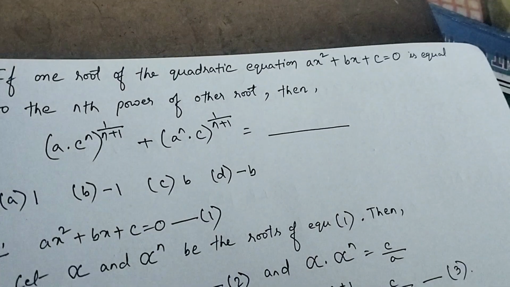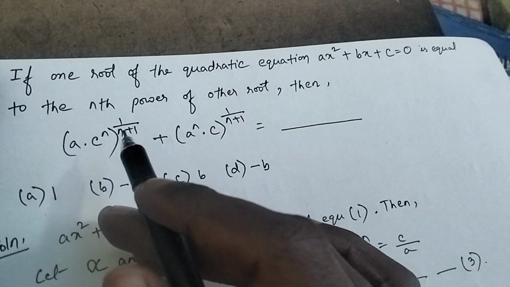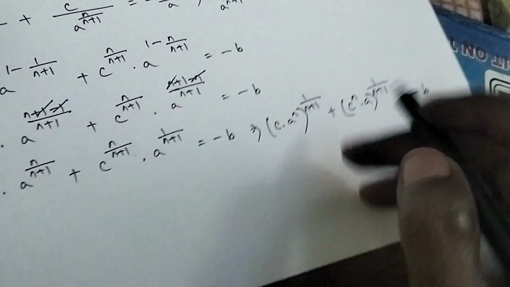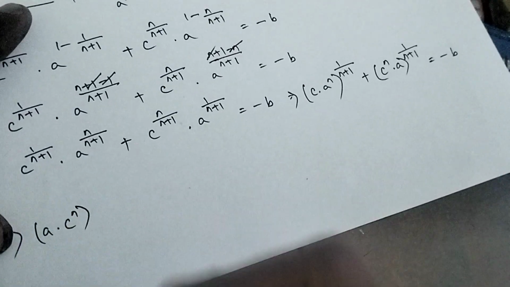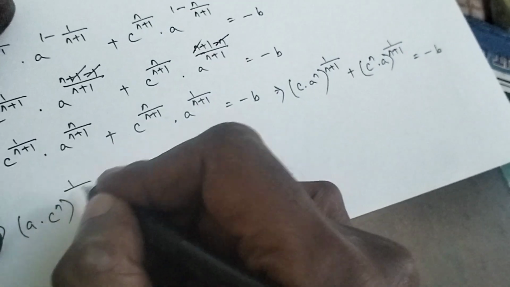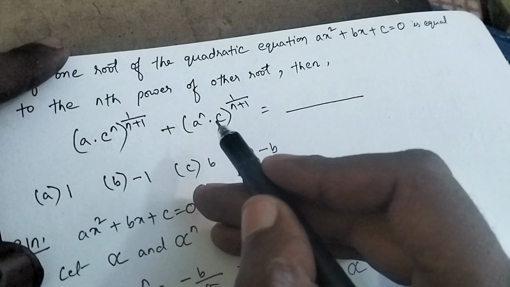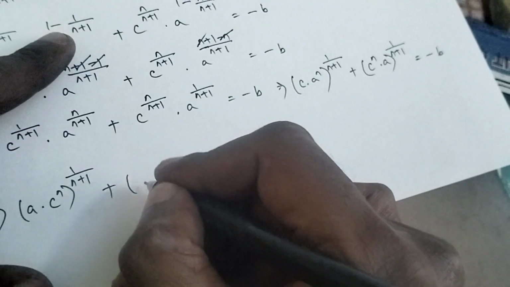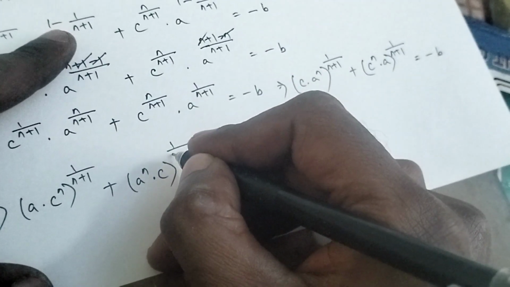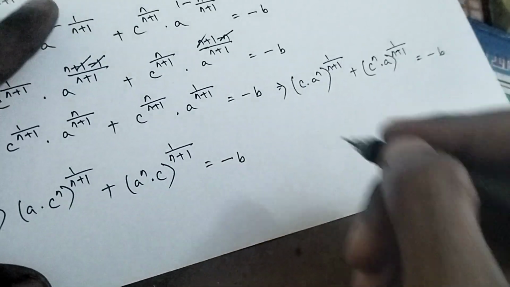So what has been asked of us? A into c to the power n, we can write this as (a into c to the power n) whole to the power 1 by n plus 1, plus (a to the power n into c) whole to the power 1 by n plus 1, is equal to minus b.